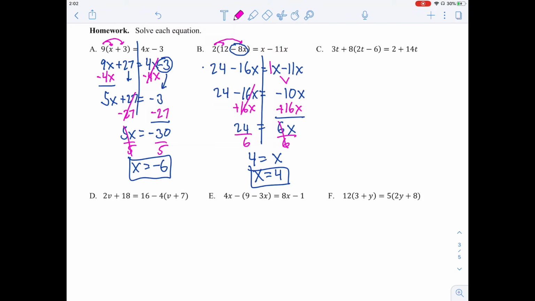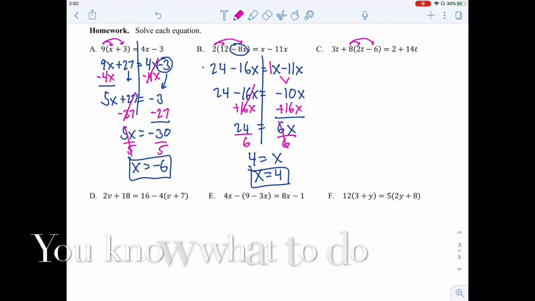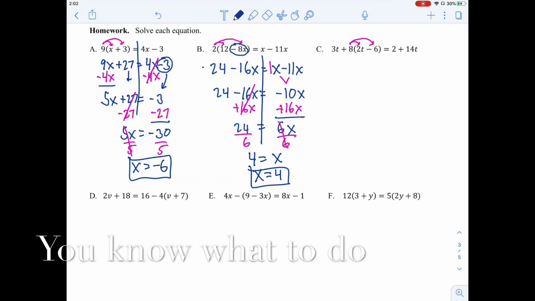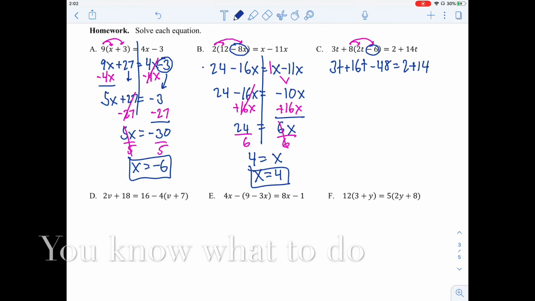Again, we have the parentheses. We're going to try to simplify first. So distribute that 8. 8 times 2t, 8 times negative 6. So 8 times 2t is 16 t's. 8 times negative 6, right, so negative is negative 48. Then we bring down everything. It's a positive 16t. Bring it down.